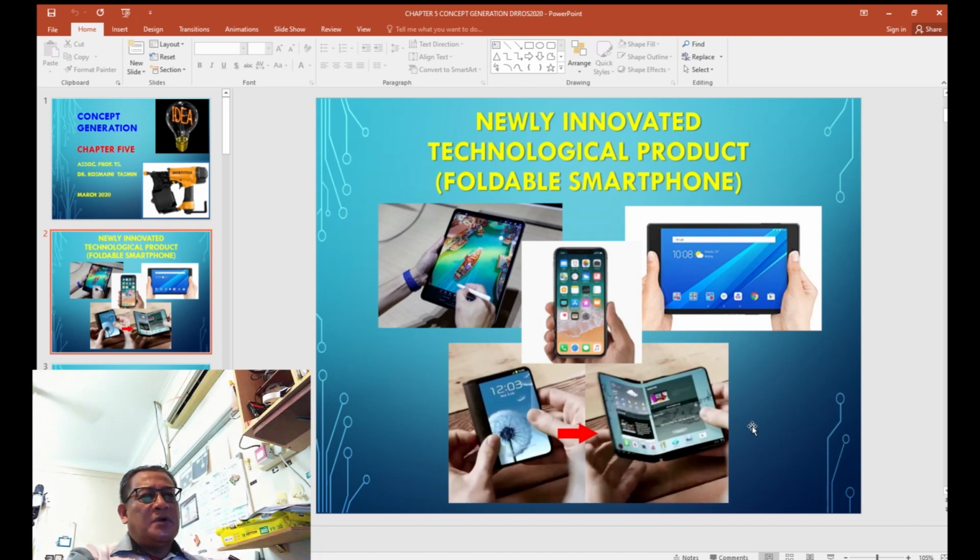However, they still need to maintain the small pocketable size. So as such, even though this is a bigger screen, after it is folded down, it can still be kept inside the pocket of your shirt or your trousers. So again, this is what concept generation is all about, in which the product must be best suited to the expectation of the customer.